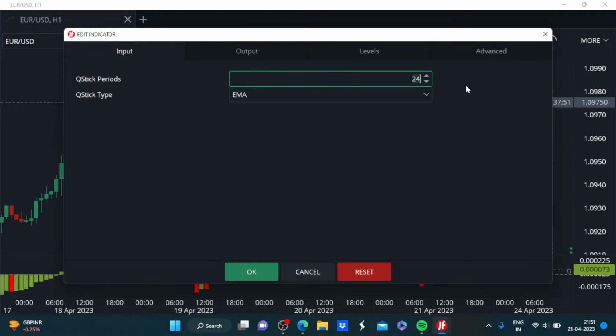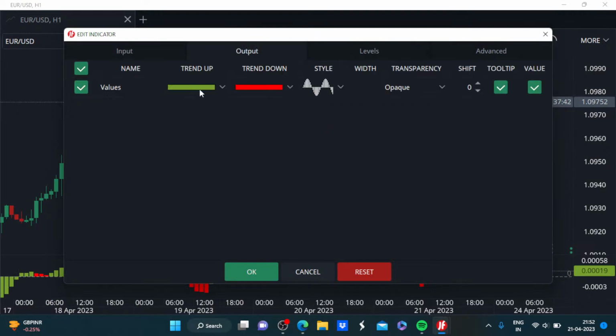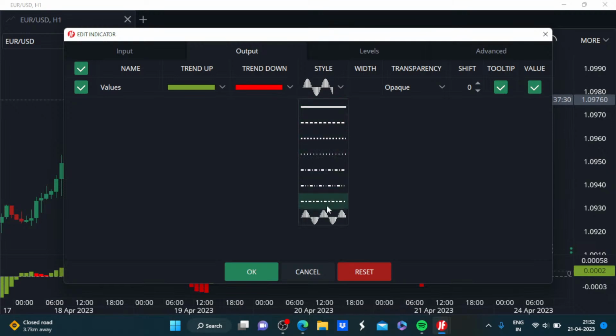Now I am going to revert back to the default formation of the 8 and SMA. The output, we can go for different color combinations. I think this is working just fine, so I will keep it as it is. If you feel like, you can also change this styling combination from bar chart to a simple single line. If you feel like it, you can try it out.